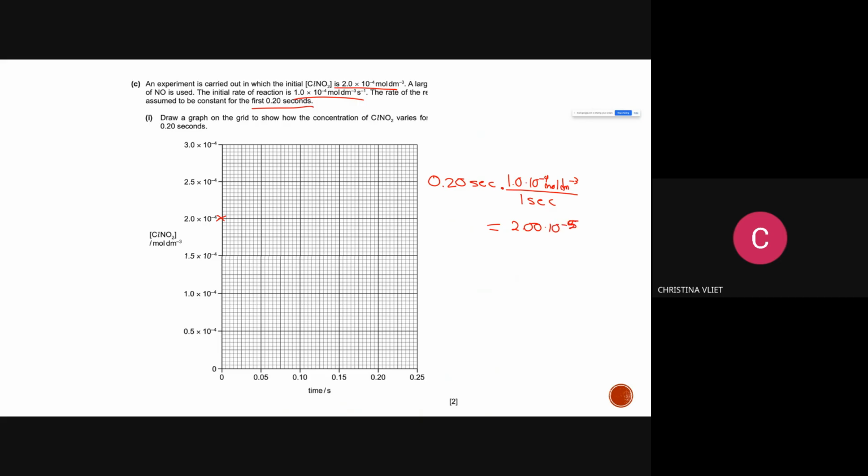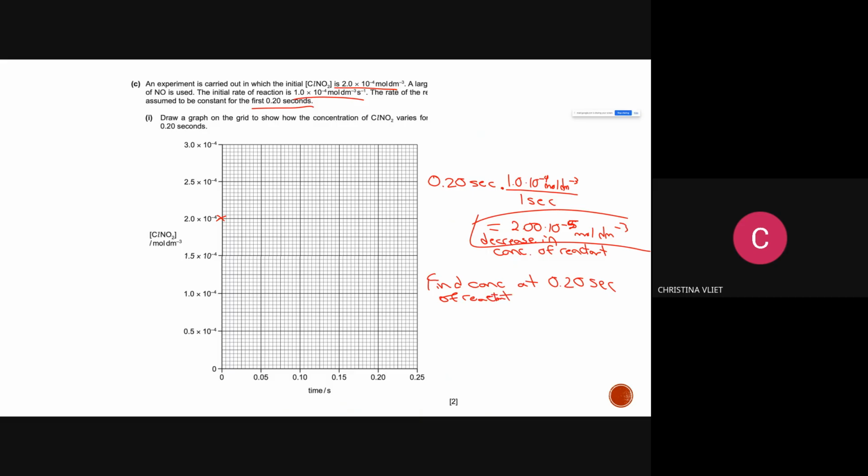So what does this information actually tell me? At 0.2 seconds, what's happened? And how much? Okay, so that's the decreasing concentration. That's the decreasing concentration of reactants. So this is the decrease in concentration of reactant. I've got my initial amount of reactants, 2 times 10 to the negative 4. So does that mean I can now find my amount of reactant at the end of that 0.2 seconds? So find concentration at 0.2 seconds of your reactant.